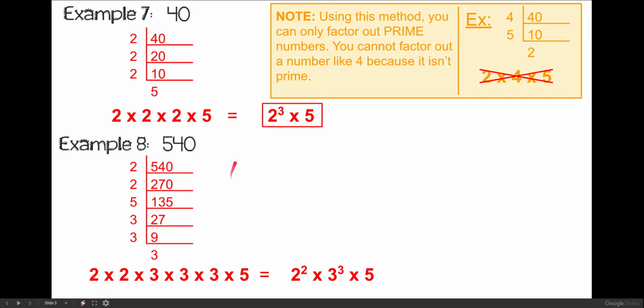And that's it. Now we know how to factor it using the ladder diagram and the factor tree method. Go ahead and try some on your own. Good luck.